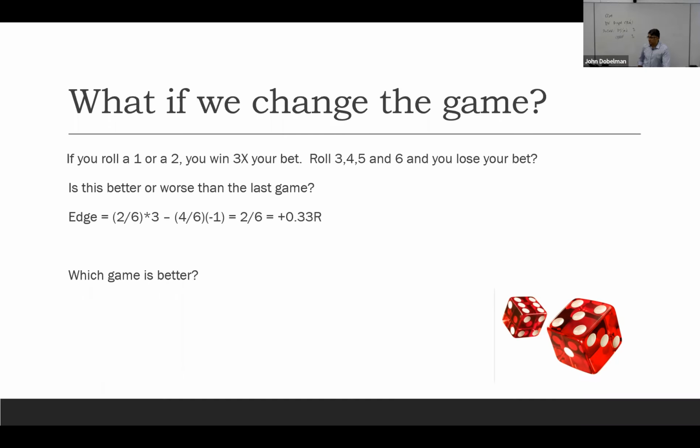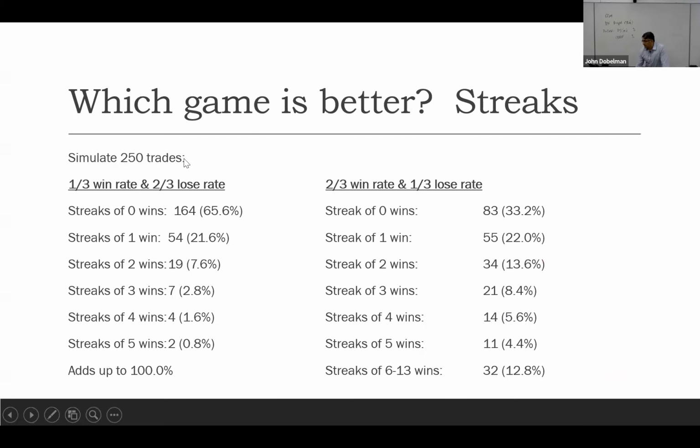Anyone have an idea? Maybe the same. Same. So from an expectation standpoint, it is the same. Now, when you look at streaks, if you're winning 1/3 of the time and losing 2/3 of the time, I just did a quick simulation of 250 trades, and it came out this way, where you have streaks of 0 to 5, right? You're losing 2/3 of the time, and the biggest streak you had was 5 wins.